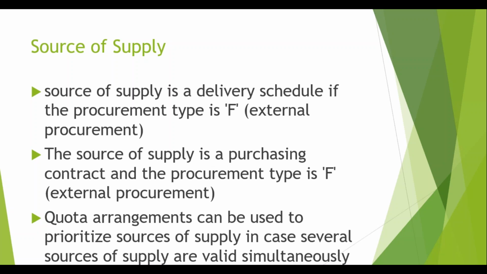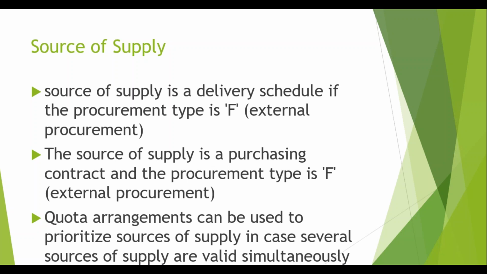So what does this mean is, in case of in-house production, the only valid source is production version. In case of external procurement, there are three different sources of supply. One is your scheduling agreement, second is your contract, and third is your purchase info record. And similarly, the sequence is that whenever you want to purchase anything from outside, the first thing the system will check for the source of supply is: is there any scheduling agreement? Then it will go and check if there is any contract which is already open. And third, it will go and see if there is any purchase info record in place. So this is the sequence which will be followed in SAP S4.